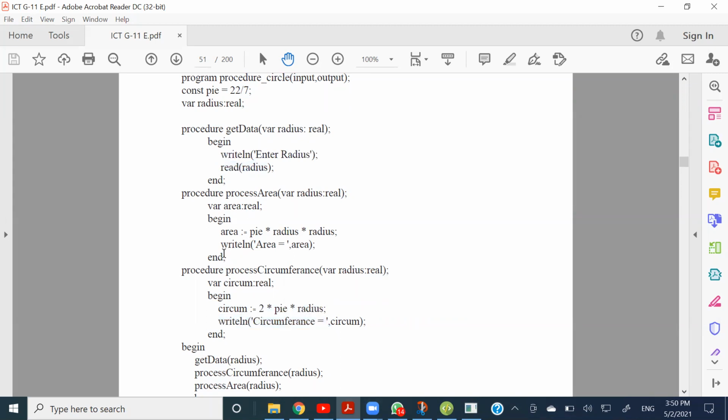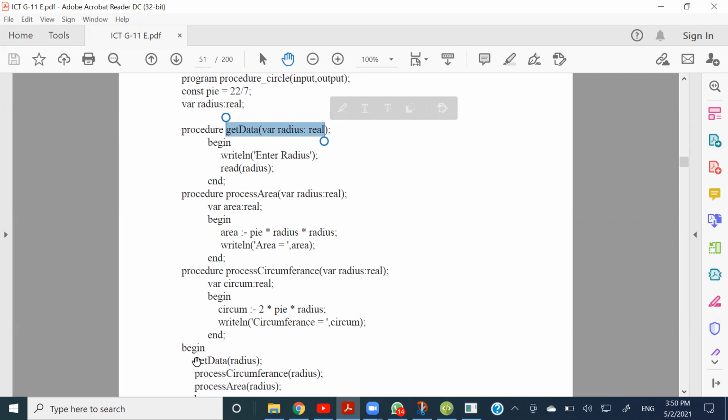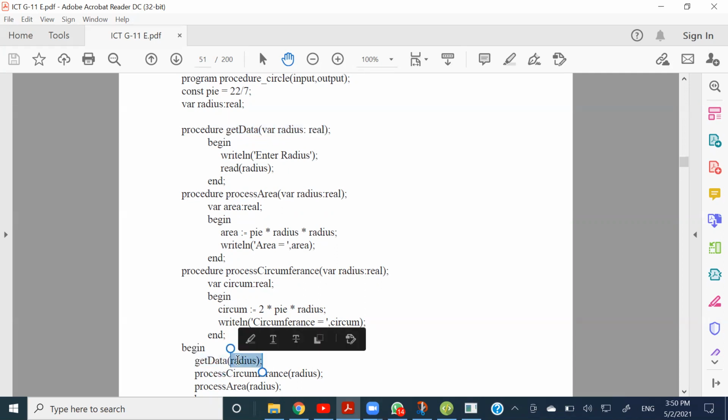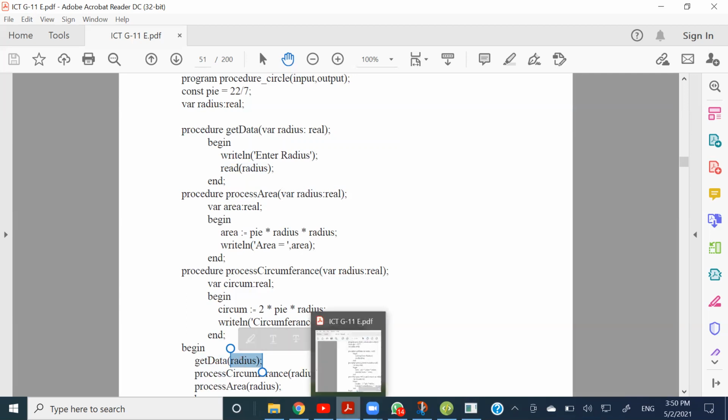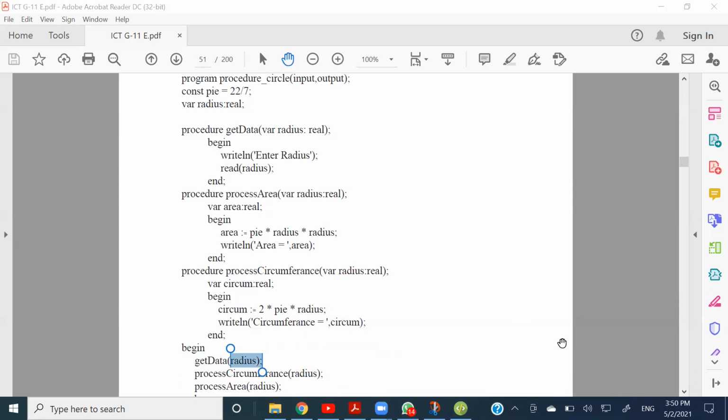So it is the way that we are going to call this particular procedure, Saran, because it says get data is the procedure name, and it requires one value for the variable over here. So that is what we are doing, get data and giving one value called radius. Is that clear, Saran? Right. Okay. Right. Then after, the second procedure that's going to work is this process circumference.